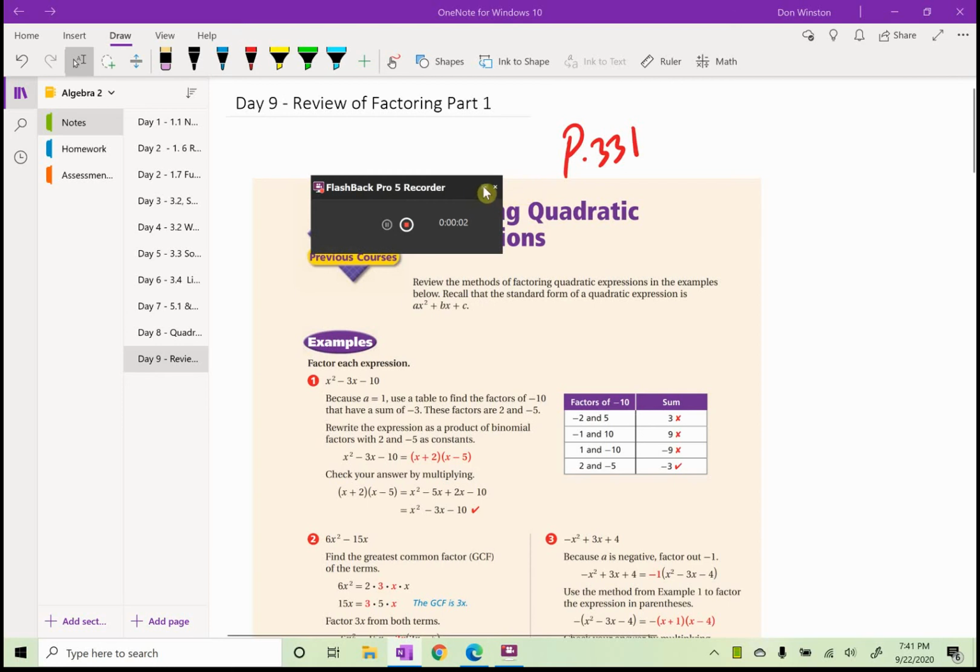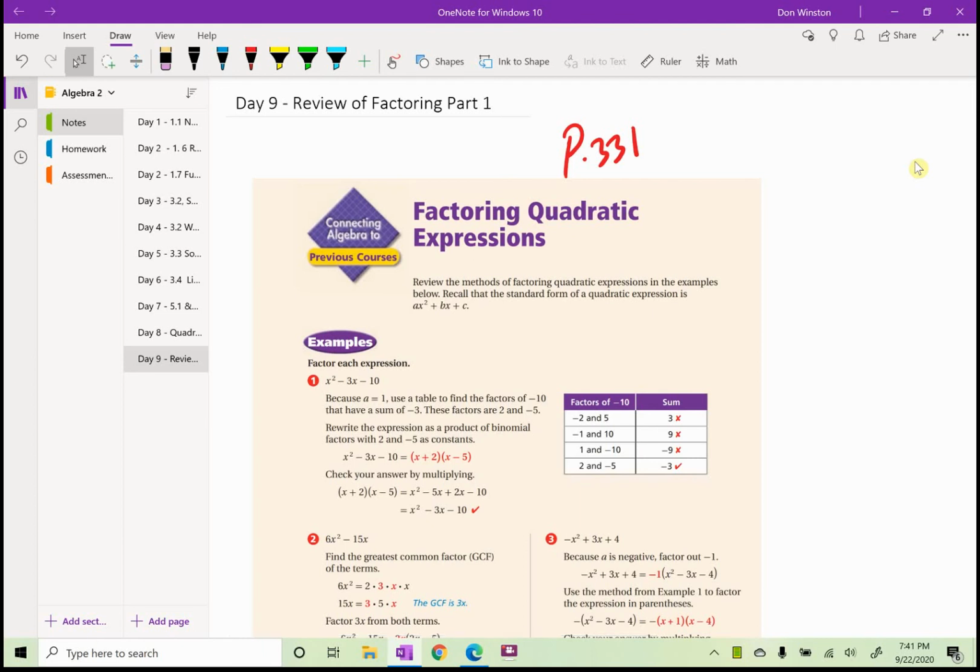Okay, hello everyone. Today I will review factoring with you, factoring day one, and then we'll have a day two tomorrow on factoring as well. Need to recall what you should have learned in algebra. This comes right out of our textbook, Algebra 2, page 331, and it says connecting algebra to previous courses.